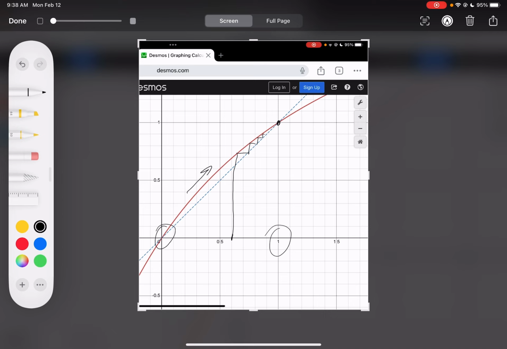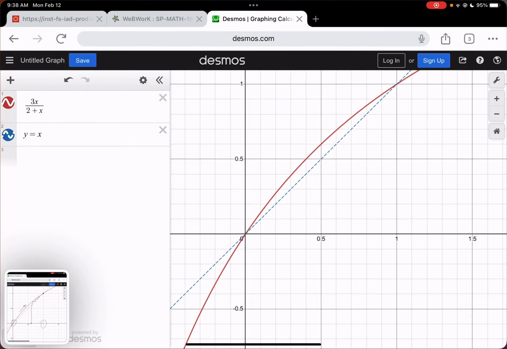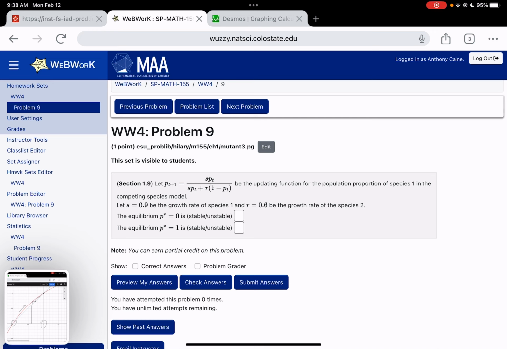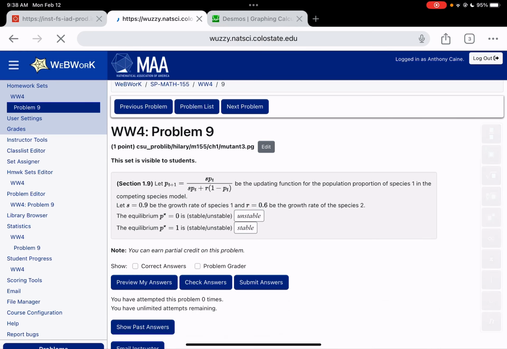So that actually answers the question now. We know that we head towards 1 and we head away from 0. So 0 is unstable; we head away from it. And 1 is stable; we head towards it. Okay, submit. There you go.